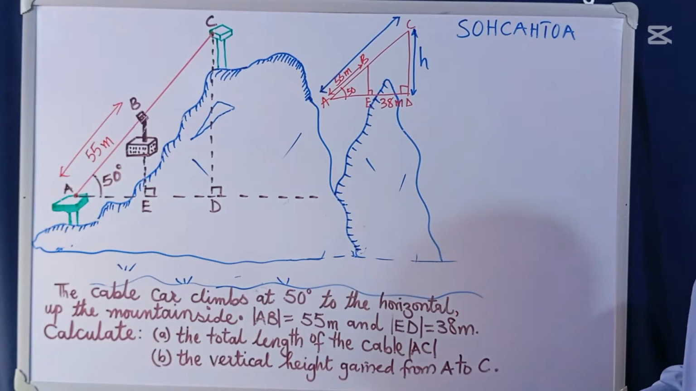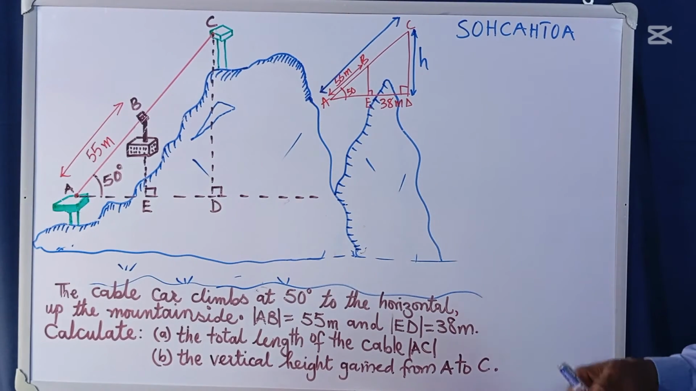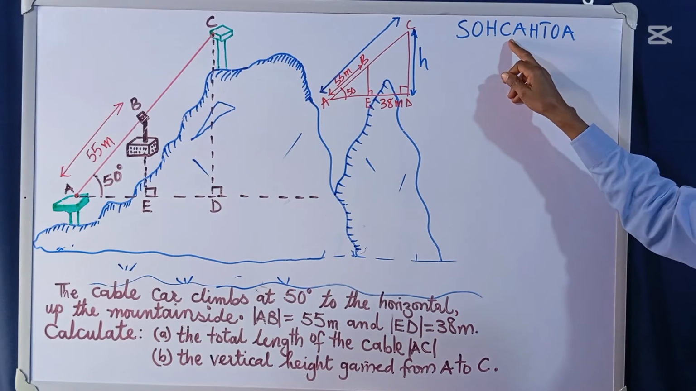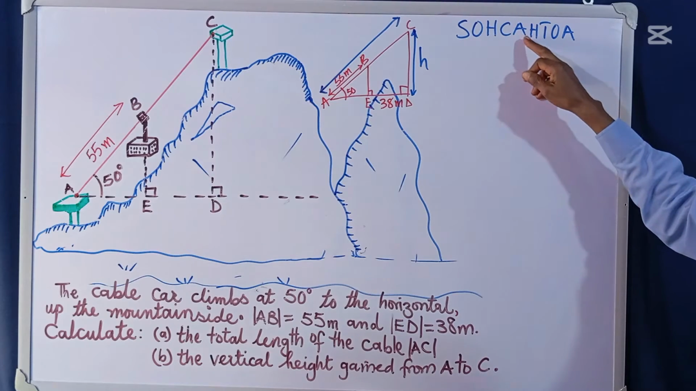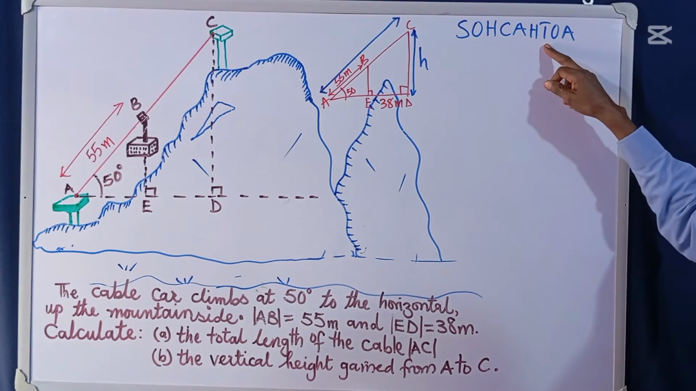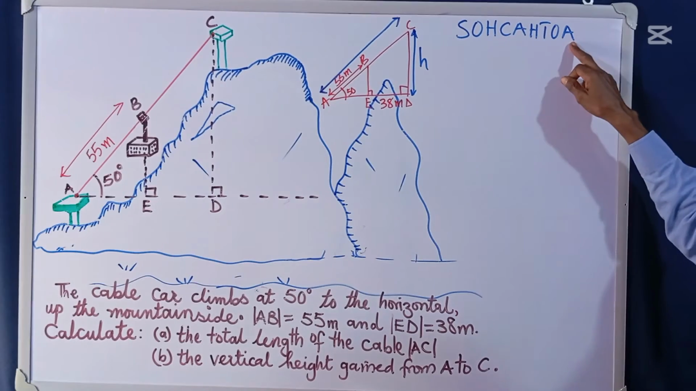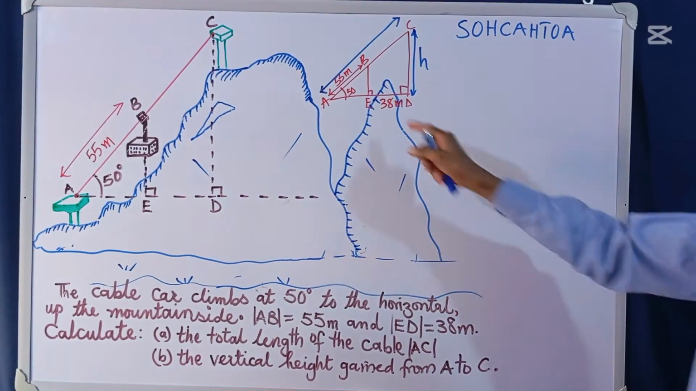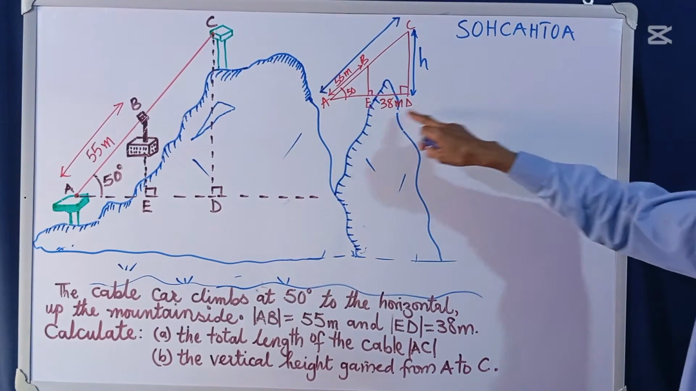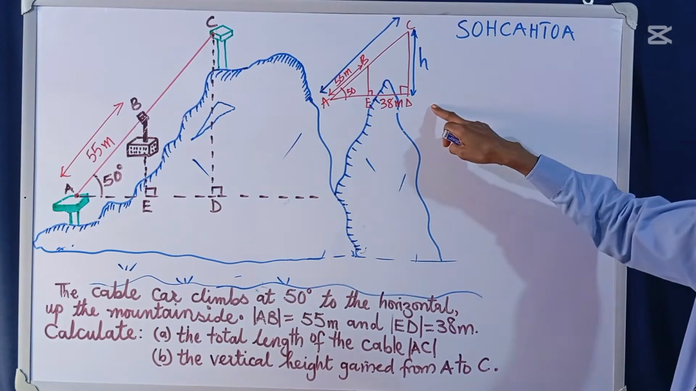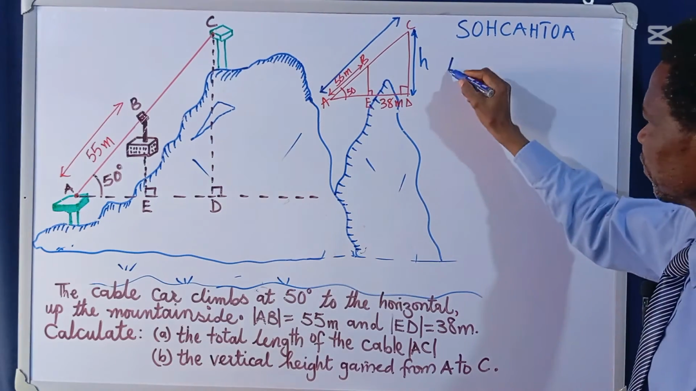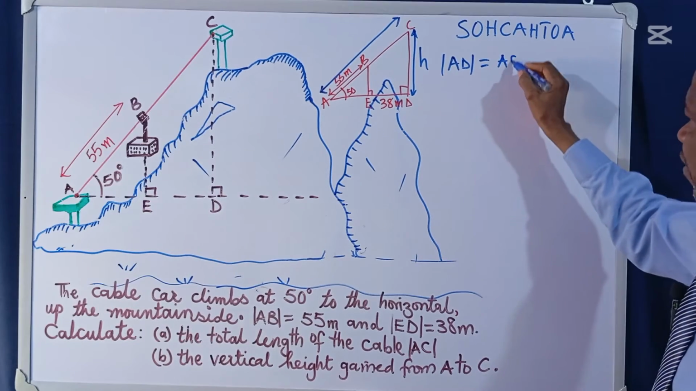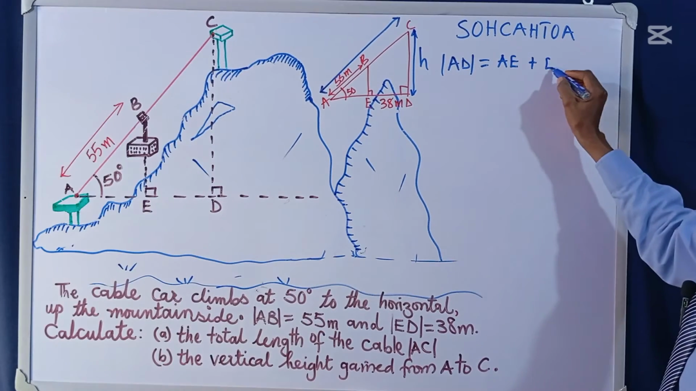SOHCAHTOA means sine theta is equal to opposite over hypotenuse, cos theta is equal to adjacent over hypotenuse, and tan theta is equal to opposite over adjacent. So we're going to look at that. Since we know part of this, let's find the full length of the adjacent. So let's calculate AD. AD is equal to AE plus ED.